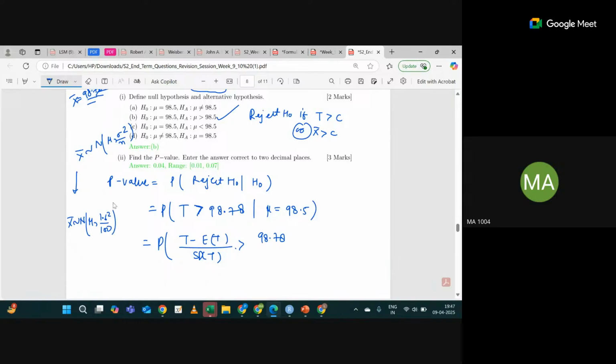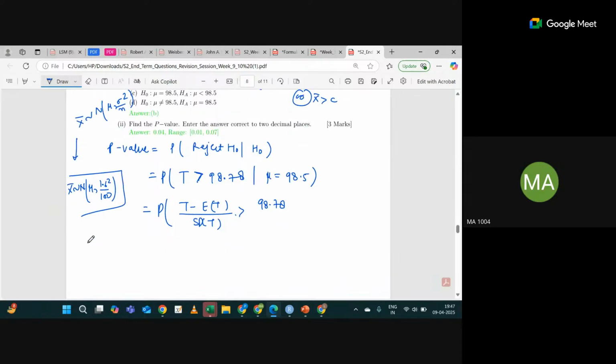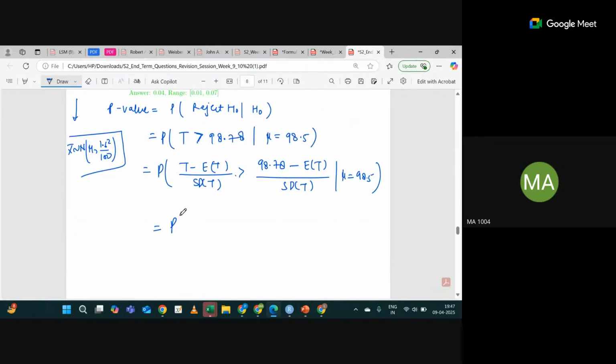Okay, now this will be the expected value of T divided by the standard deviation. I'm writing in general here, where mu is equal to 98.5. So this is nothing but T greater than 98.78. The expected value of T is again mu only, right? So minus 98.5. What is the standard deviation of this part? 1.6 by 10, that is 0.16. Okay, so you are getting it right.